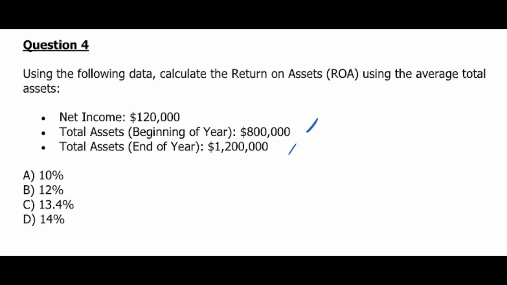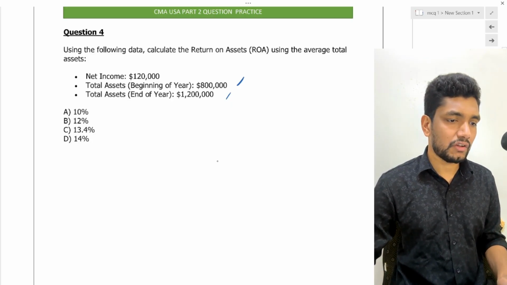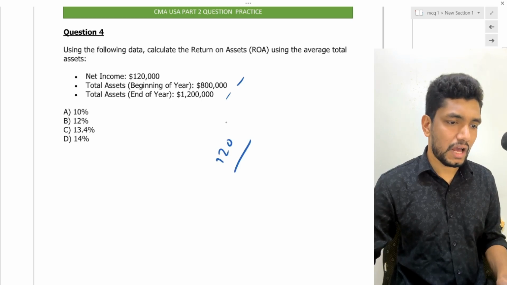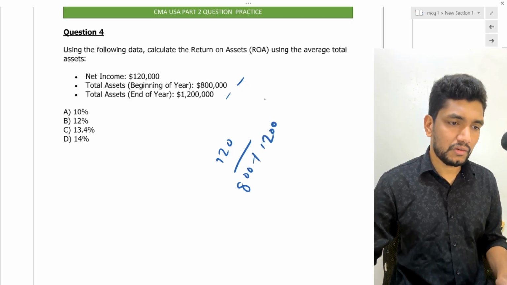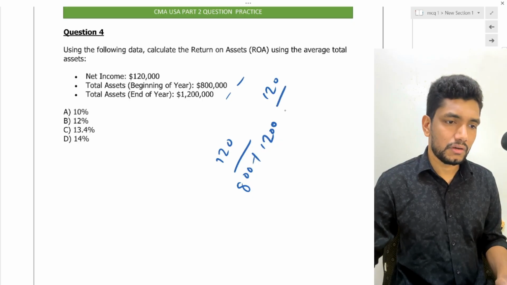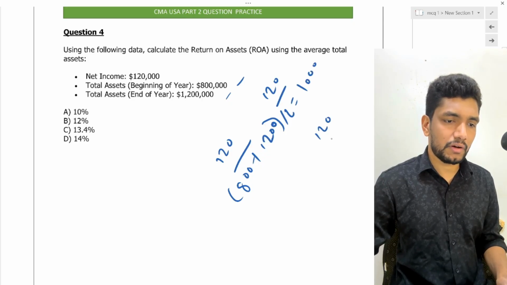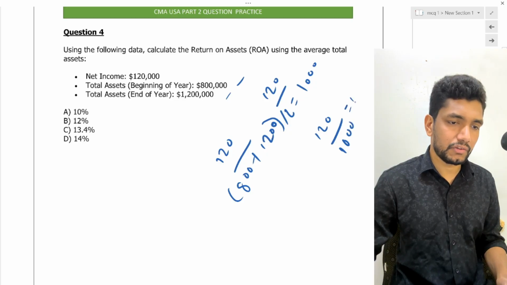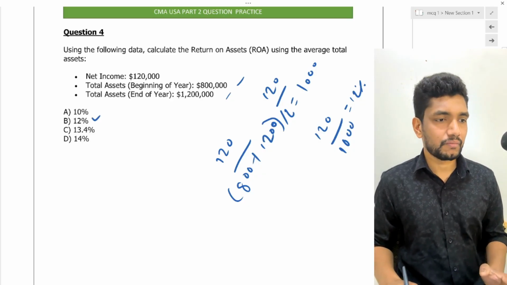So this is a straightforward question. You can directly apply the formula in this question. So the formula is net income, that is 120, divided by average total asset, that is 800,000 plus 1.2 million, that means 120 divided by 2. You have to calculate the average, that is 1 million. So that means 120 divided by 1 million, that is 12%. So this is the answer for this question, that is 12%.